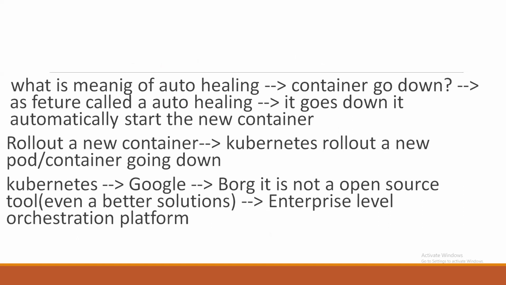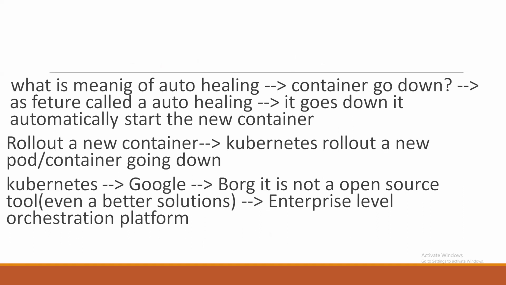So what is the meaning of auto healing? For example, your container is down. There is a feature called auto healing: if it goes down, it automatically starts a new container. So what is auto healing, guys? If it goes down, it automatically starts a new container. Kubernetes rolls out a new pod or container when one goes down.